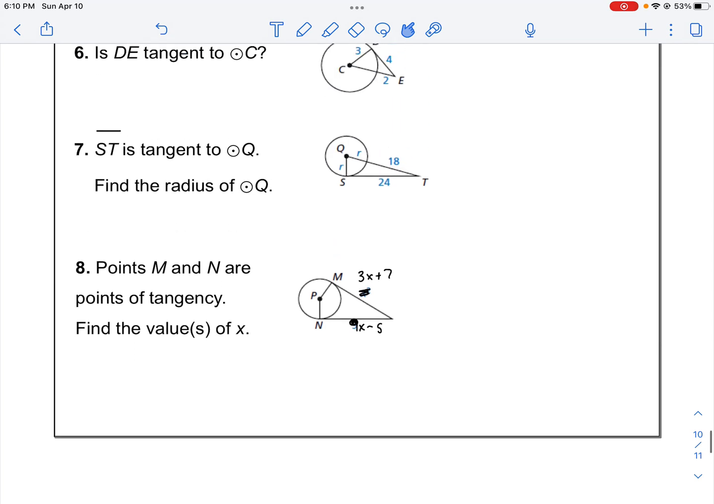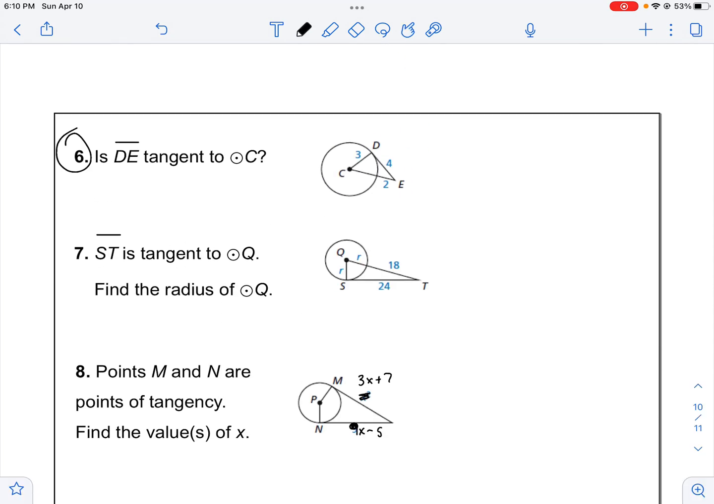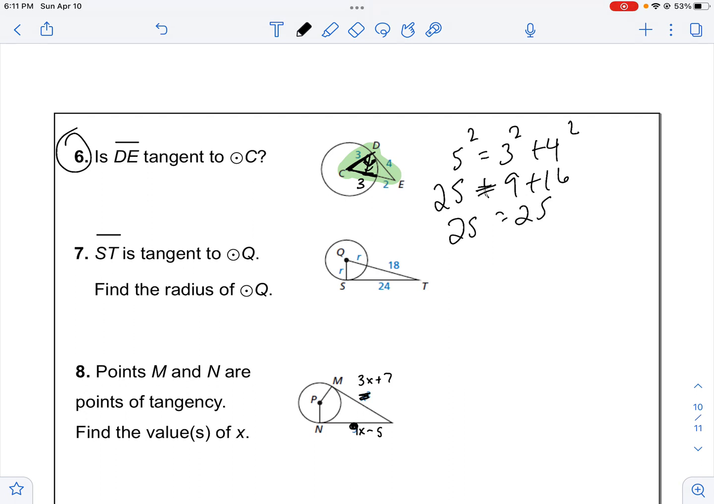Now, number 6 is a little tricky, and it's one that a lot of students get wrong because this is the radius, but so is this. Now it's saying, is DE tangent? So another way of saying that is this a right angle here? So let's check. This is a nice triangle. So we have the hypotenuse, 3 plus 2, 5 squared. And we're saying, does that equal 3 squared plus 4 squared? Let's see, 25. Does that equal 9 plus 16? Well, it does. So the answer is yes, that is tangent because we have a right triangle.